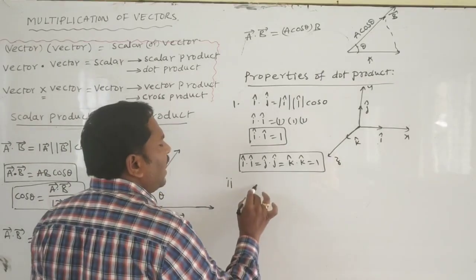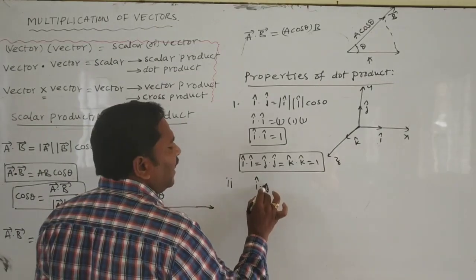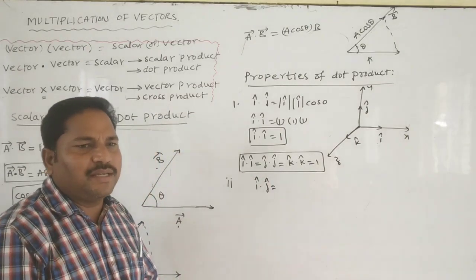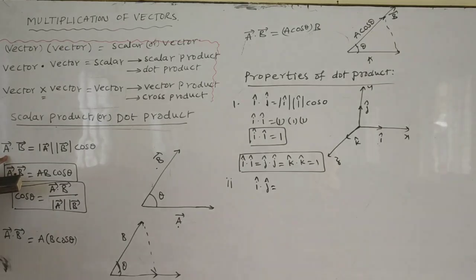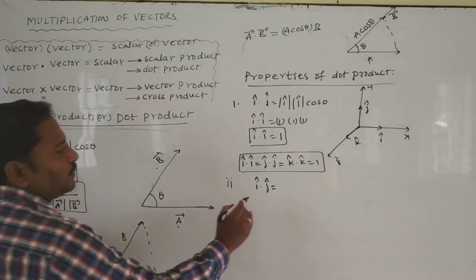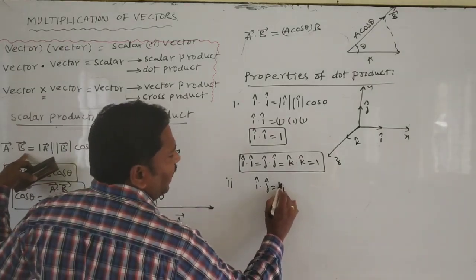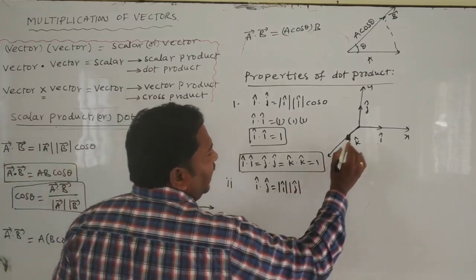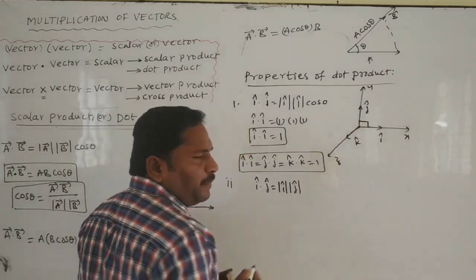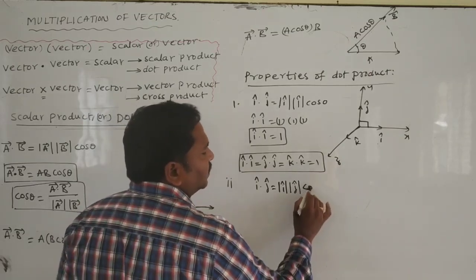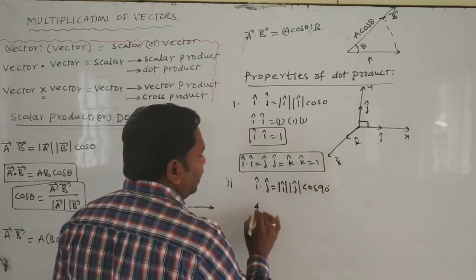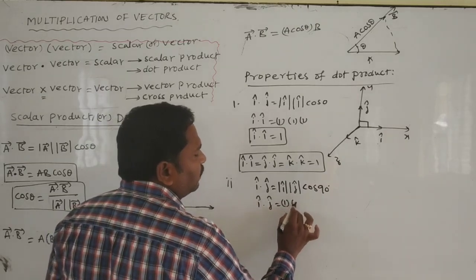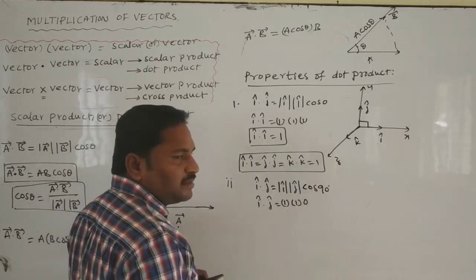If we do i cap dot j cap, then what is the answer? Same, a bar dot b bar, so modulus of i cap, modulus of j cap. What is the angle between i cap and j cap? 90 degrees. So it's cos 90. i cap j cap: 1 into 1 cos 90, 0.